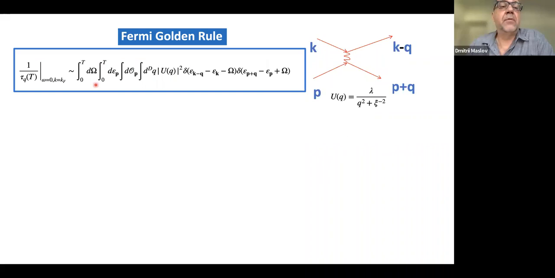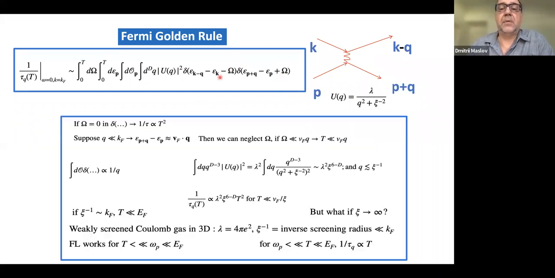And therefore, if I want to keep this result proportional to T squared, the frequency should disappear from this formula, because otherwise it will change it. How can we make sure that it can disappear? Well, suppose that the typical momentum transfers are much smaller than the fermion momentum, then I can expand the difference of dispersions to first order in Q, and then I can neglect the energy transfer if it is much smaller than the fermion velocity times the typical momentum transfer. And because frequency is of the order of temperature, this is the same as saying that temperature is much smaller than V_F times the typical momentum transfer.